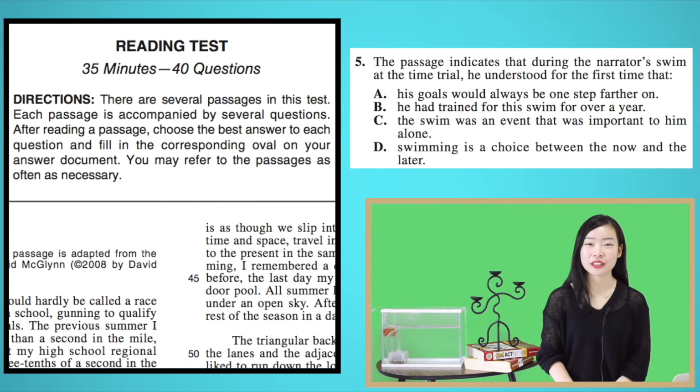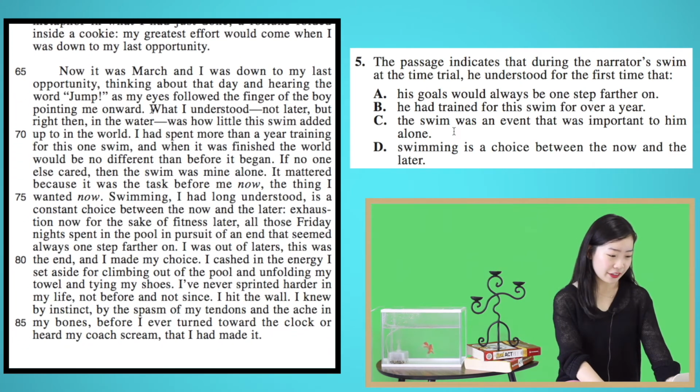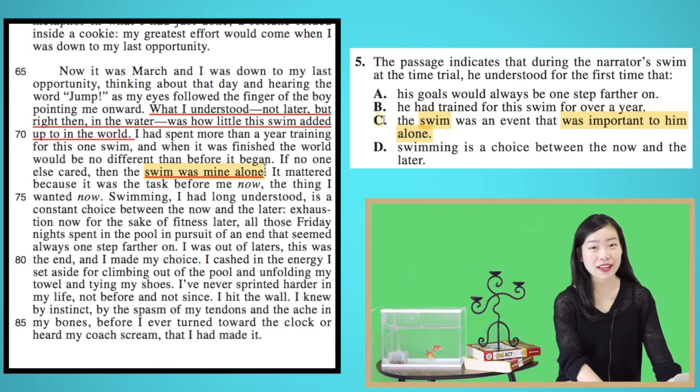So for this question, I would actually go back to the passage. And from speed reading, I remember the answer being mentioned in the last part of this passage. So let's go back to the last paragraph. You'll find here, what I understood, not later, but right then in the water, was how little the swim added up to in the world. Then he goes on saying that because swimming didn't really mean a lot to the world, swimming was his alone. So C is the right answer.